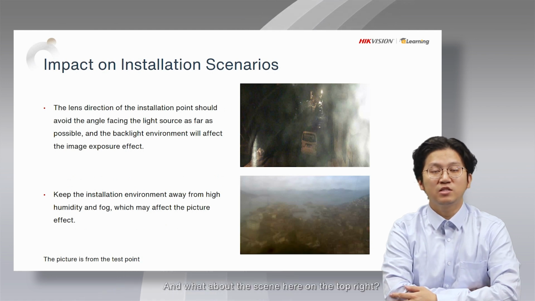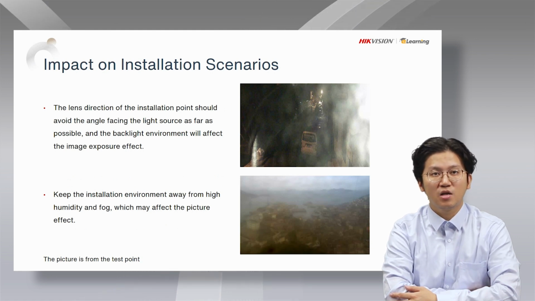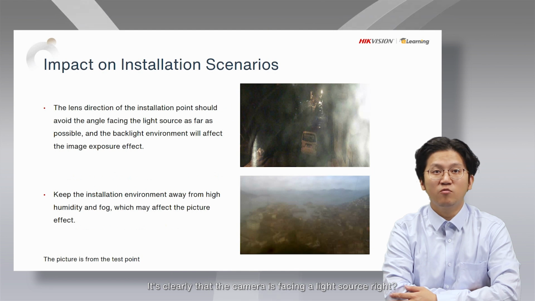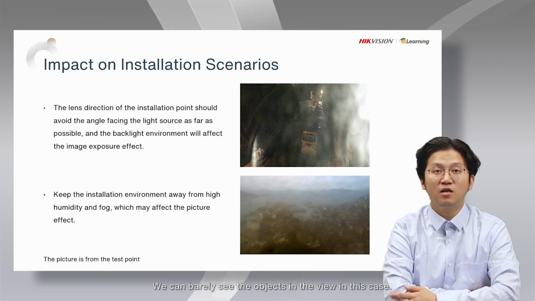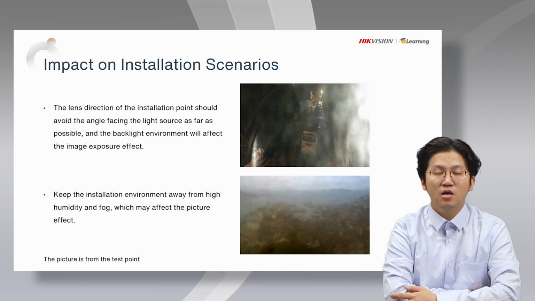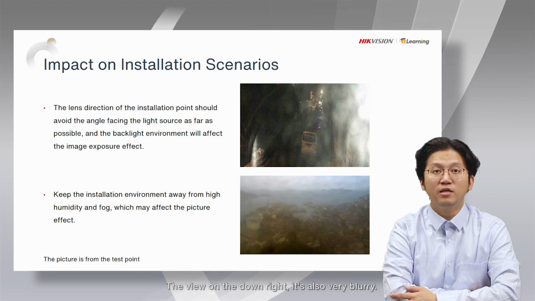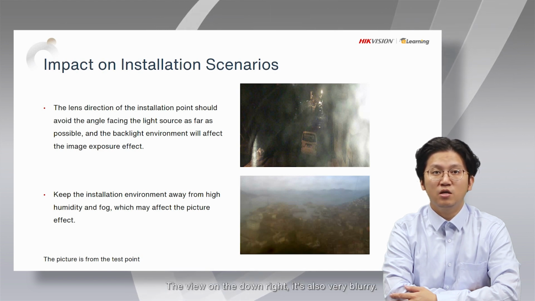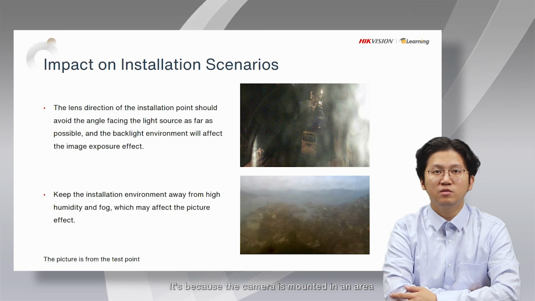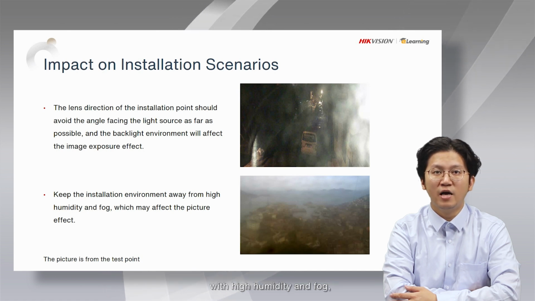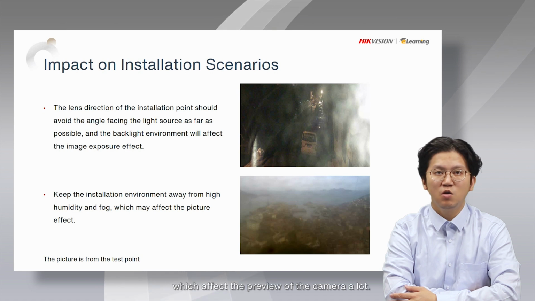And what about the scene here on the top right? It's clear that the camera is facing a light source, right? So we can barely see the objects in the view, which has caused an exposure effect. The view on down right is very blurry, because the camera is mounted in an area with high humidity and fog, which affect the preview of the camera a lot.